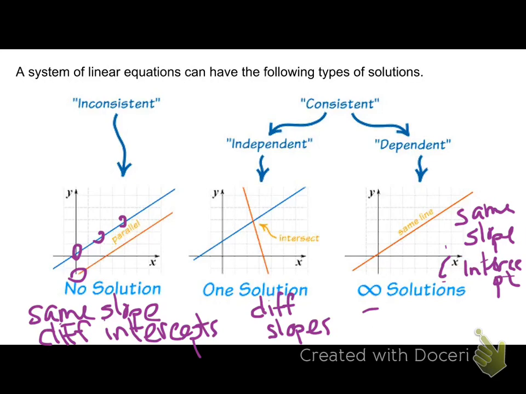Types of answers you can have. You can have no solution, parallel lines with the same slope with different intercepts, or one solution where the lines cross because they have different slopes. So we have to just find the slopes of these.